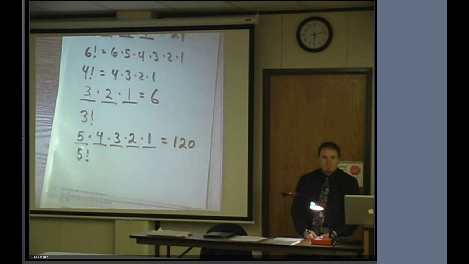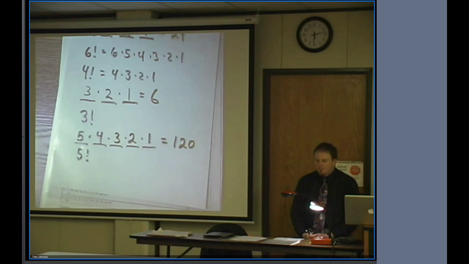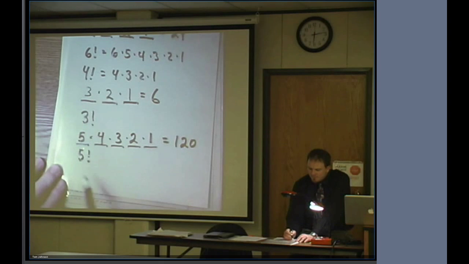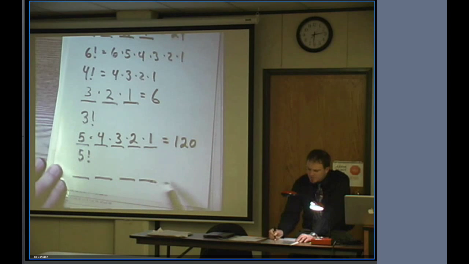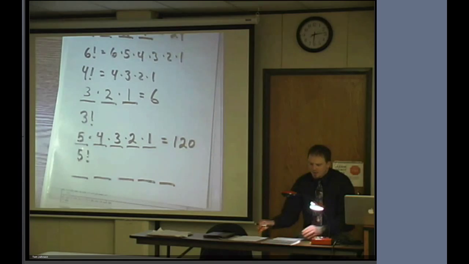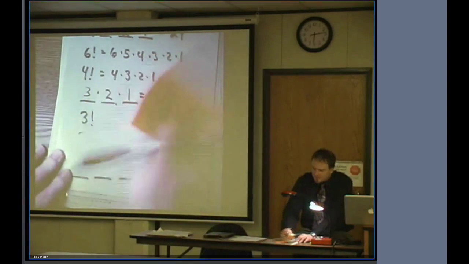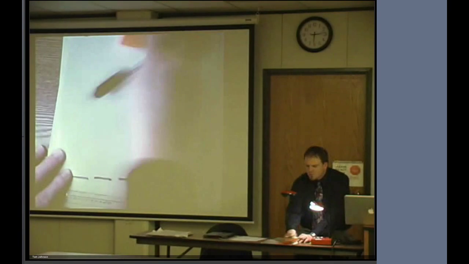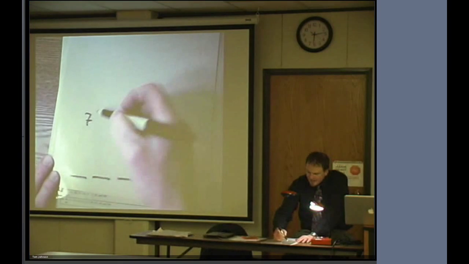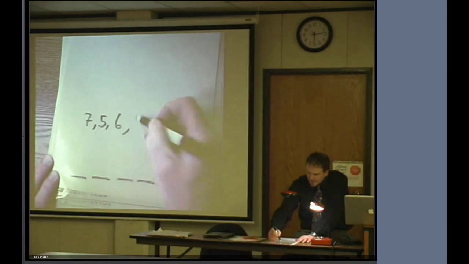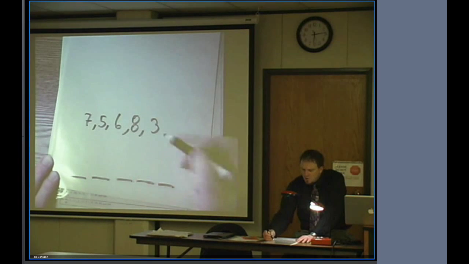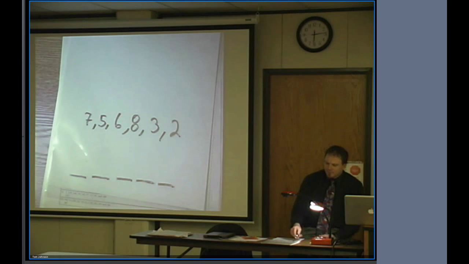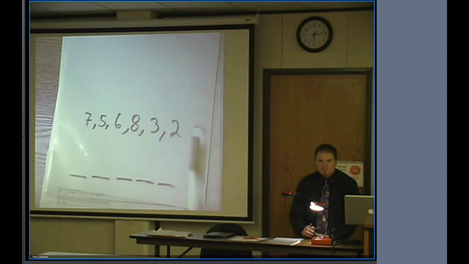Now we can complicate this problem a little bit more, and we can say if we were looking for how many 5-digit numbers we could make, and let me get rid of all of this up here. So if we're looking for the number of 5-digit numbers that we could make, and our choices were a 7, a 5, a 6, an 8, a 3, and let's throw another number in there, 2. So we're looking for 5-digit numbers, and we've got 1, 2, 3, 4, 5, 6 choices.